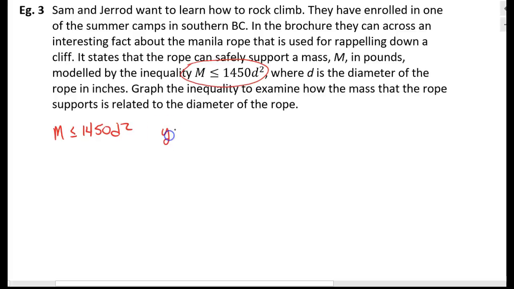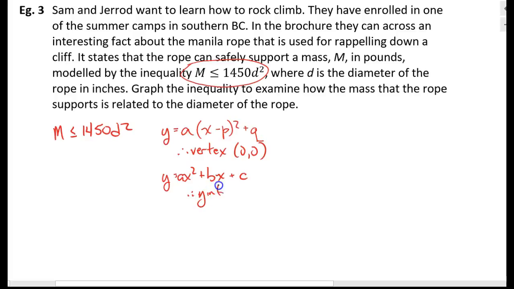My vertex form is y equals a times (x minus p) squared plus q. Well, there's nothing being added to my variable before it's squared. There's nothing being added after my function. That means that my vertex is 0, 0. If I look at it in general form, which is ax squared plus bx plus c, again, there's nothing being added here, which means my y-intercept is 0.